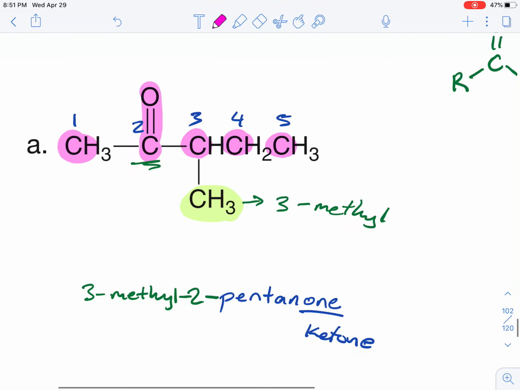However, for a ketone that's in a straight chain, wherever that carbonyl carbon is on a straight chain, not a cyclic ring, you have to communicate to the reader what carbon number that carbonyl carbon is on.